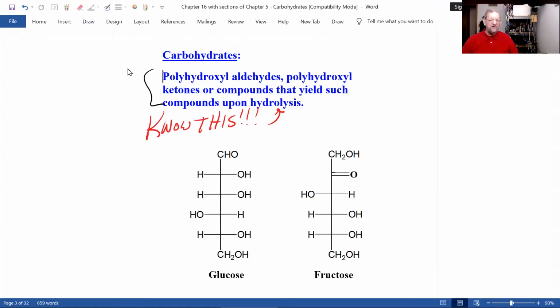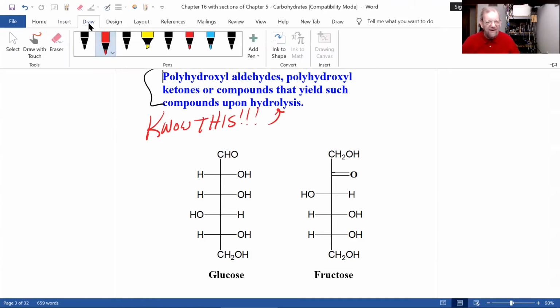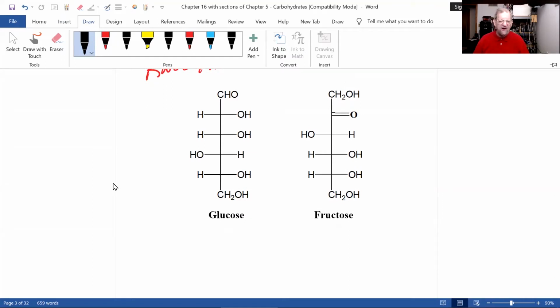And therefore, you should know what is a carbohydrate. Now, below here are 2 examples of carbohydrates. You do not have to know the structures. You should be familiar with it, but you don't have to know them. I will never ask on a test or the final, draw the structure of glucose or fructose.